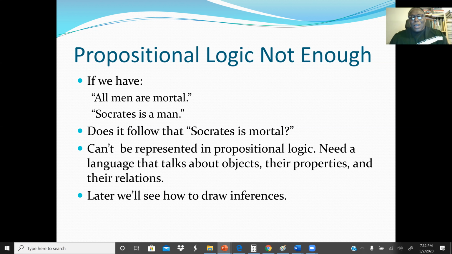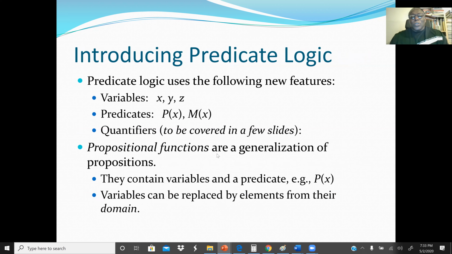We need a language that talks about objects, their properties, and their relations. So kind of the concept of mathematical models or expressions. We may need at least variables. Then the two types of quantifiers we are going to use are the "for all" and also the "there exists" (some). We may discuss that one later on.